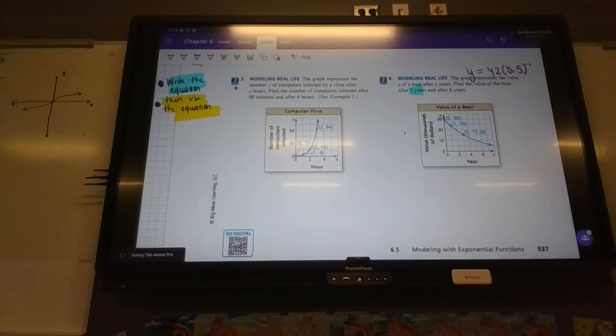So we're using y equals a times b to the x. Our a value would be 1. What's the b value?